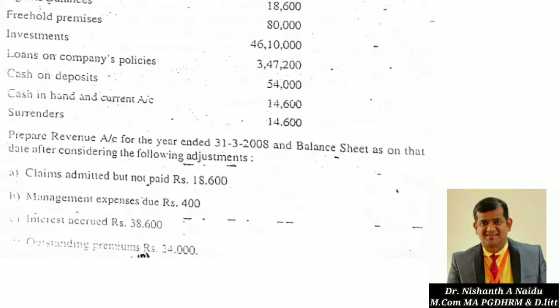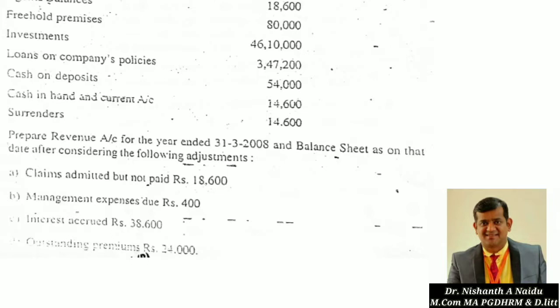See, claims admitted but not paid, it says. Claims admitted but not paid. See, claims related adjustment will be reflected in claims only. That means in schedule number 4 you should add, and at the same time in schedule number 13 also you should show this. So mark it as 4 and 13.